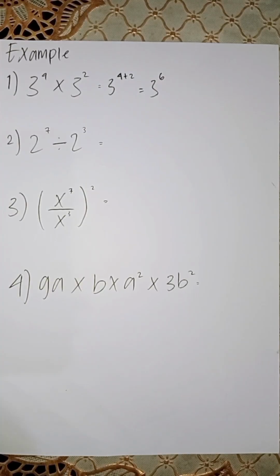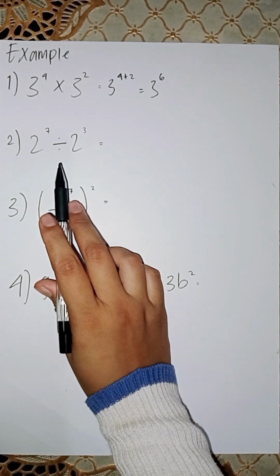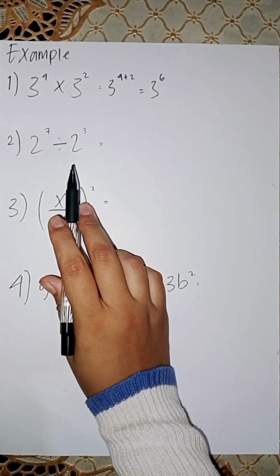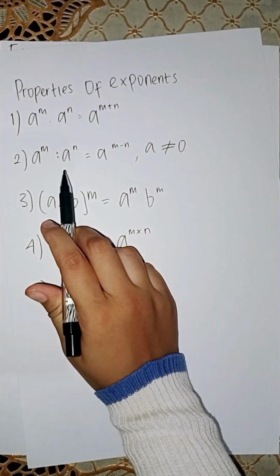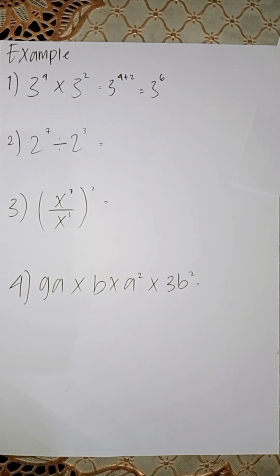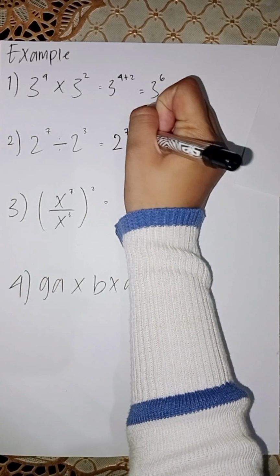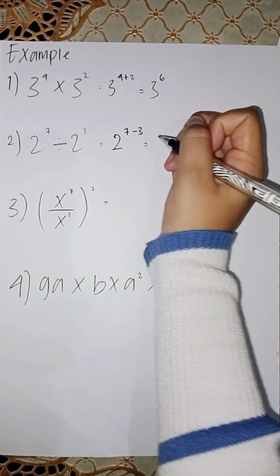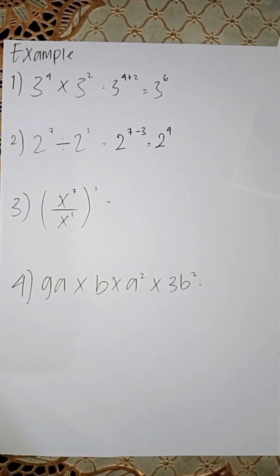The second problem is 2 to the power of 7 divided by 2 to the power of 3. For this division, we will use the second property. This property, which is 2 to the power of 7 minus 3 equals 2 to the power of 4. Like that.